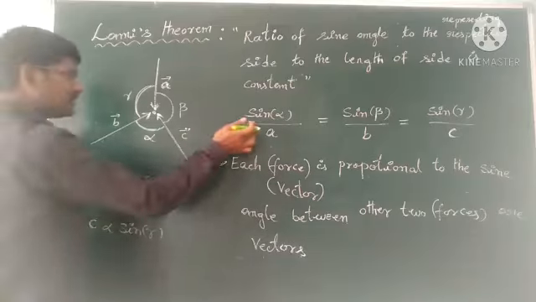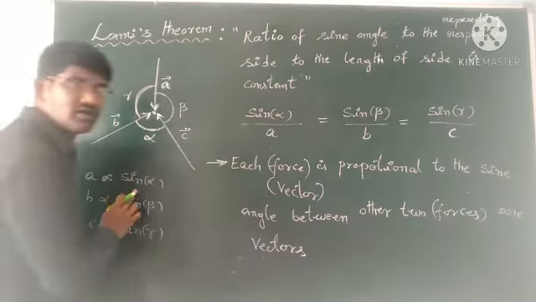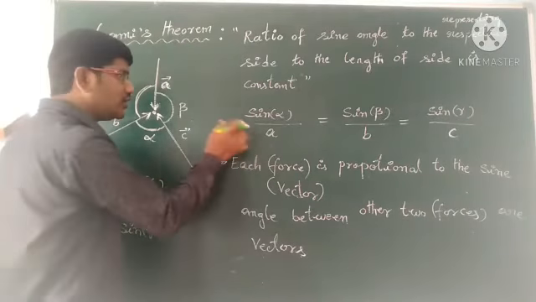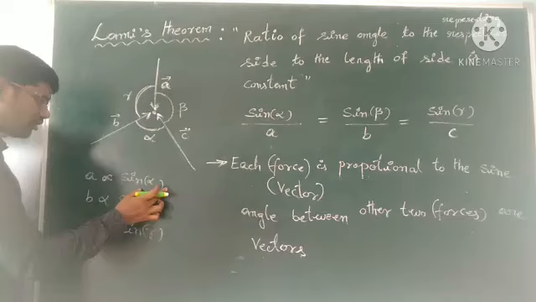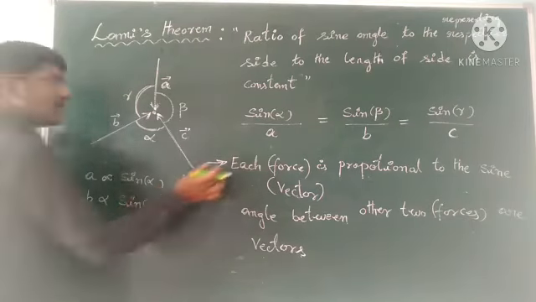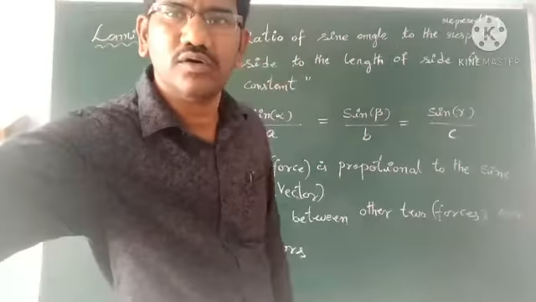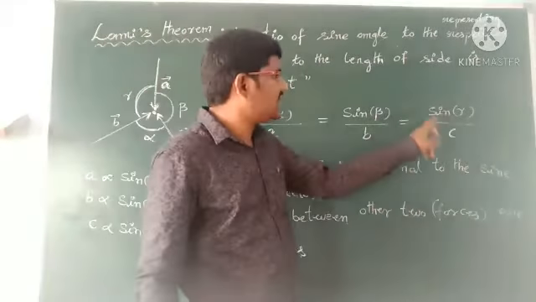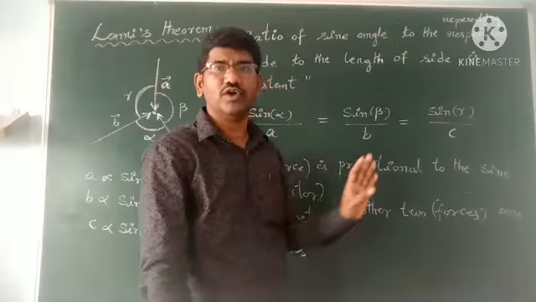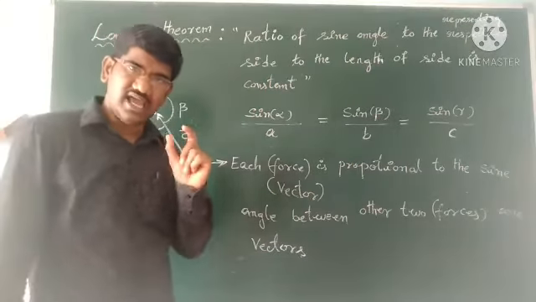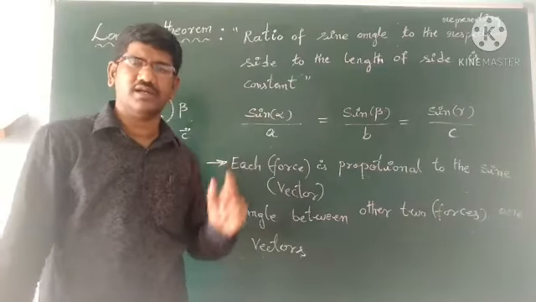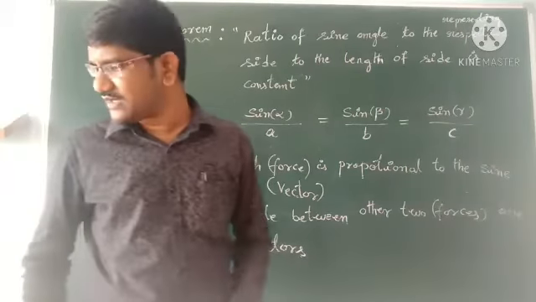So you can write A by sine alpha, or you can write sine alpha by A. You will get one constant, and that constant is same as that of sine beta by B, and that is also equal to sine gamma by C. Okay, students, this is the Lami's theorem statement.